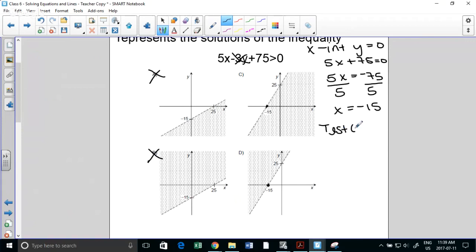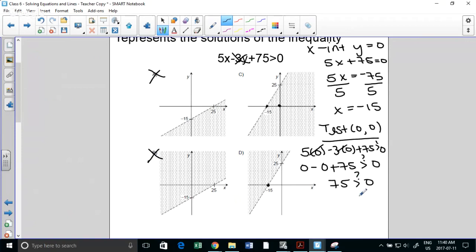Test 0, 0. Either it's true or it's false. So 5 times 0 minus 3 times 0 plus 75, is this greater than 0? This is 0. This is 0. Is this greater than 0? Is 75 greater than 0? Yes. So I have C.